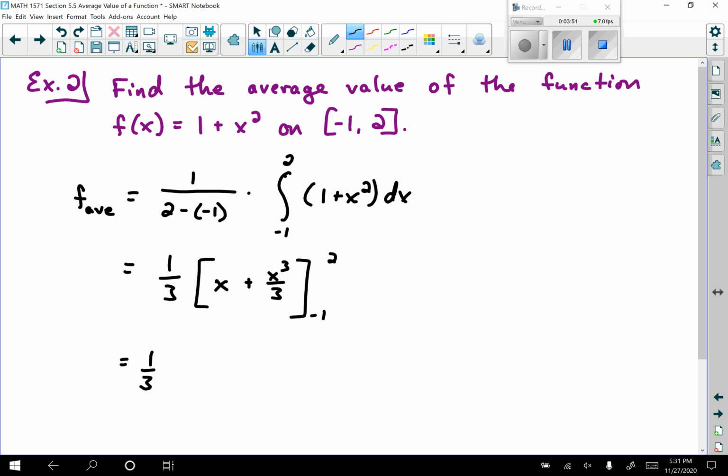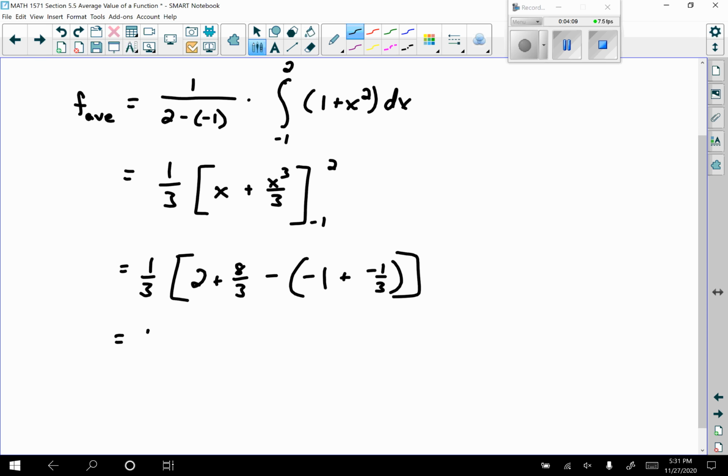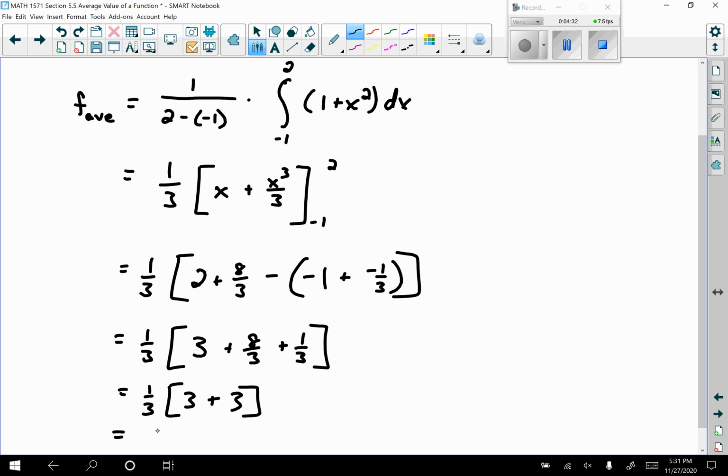There's no 0 involved. So we're going to have 2. 2 cubed is 8, so plus 8/3, minus, in parentheses, we're going to have a negative 1. Negative 1 cubed is negative 1, so we're going to get a negative 1/3 here. We just have to watch our calculations. Now over here, 2 minus a negative 1 will give us a 3. Then we'll have plus 8/3. Minus a negative 1/3 will become plus 1/3. So we're going to have 1/3 times 3 plus 8/3 and 1/3 is 9/3, so we're going to get 3. So we're going to get 6, a third of 6, which will give us 2.